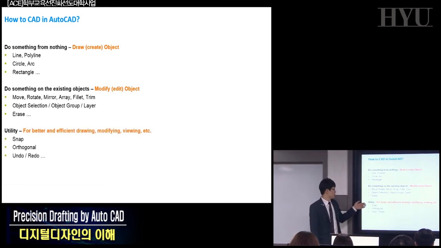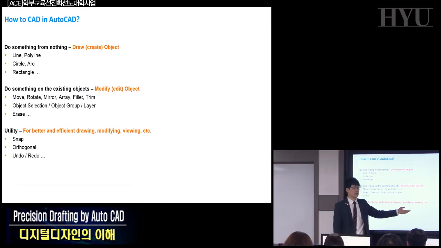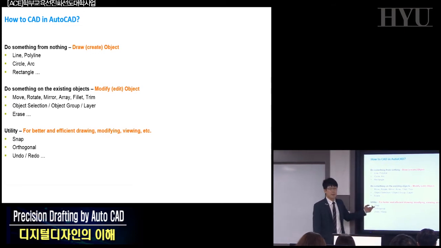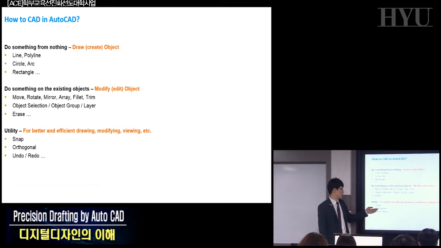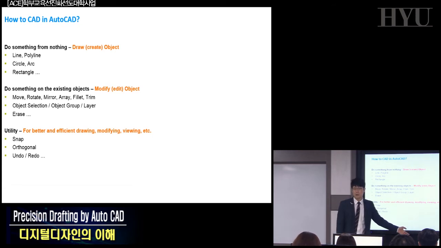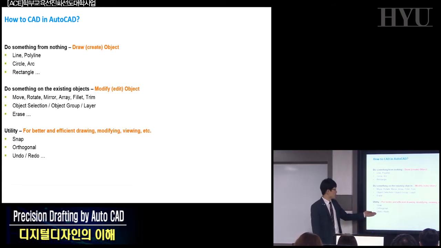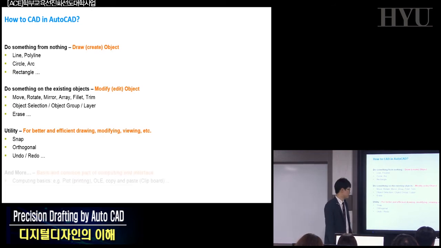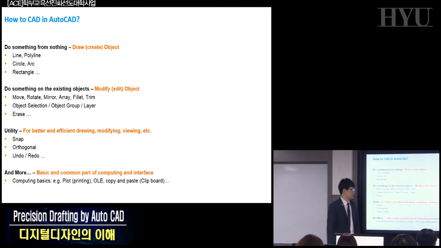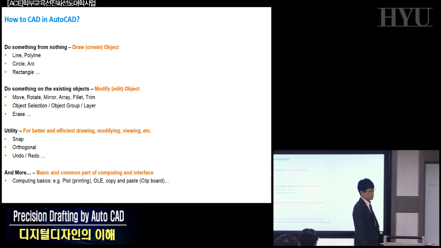And there are some more utilities. The third one, for better and efficient drawing, modifying, viewing, and so on: Snap, OSnap, the object snapping function. We're going to take a look at this one. And orthogonal drawing. If you turn on orthogonal drawing, there is no way to draw diagonal lines, only orthogonal lines, 90 degrees, okay? Very useful. Undo, redo. If you type undo or Control Z, same. And some more for printing, copy and paste, and so on.